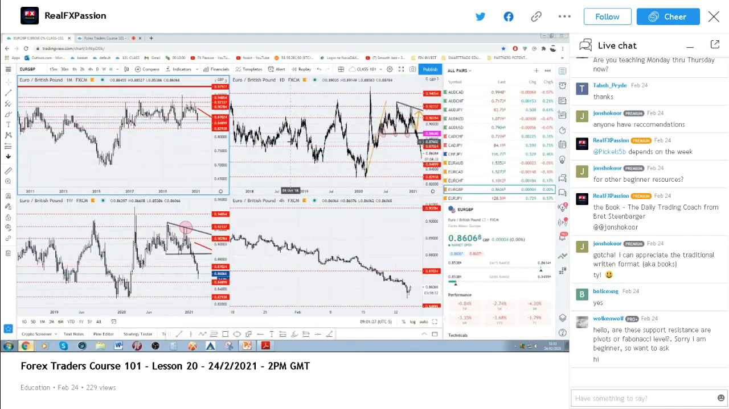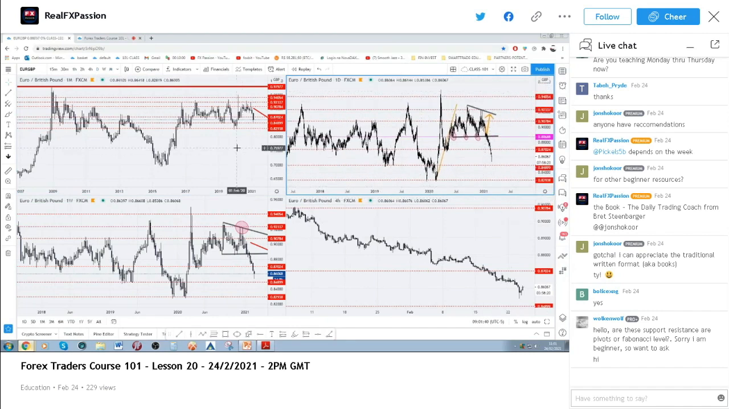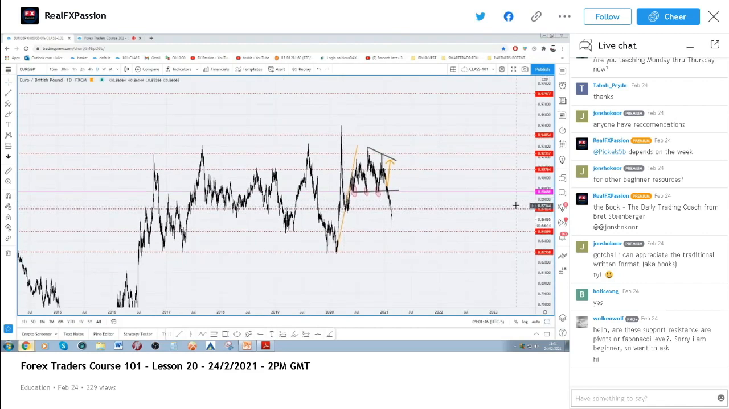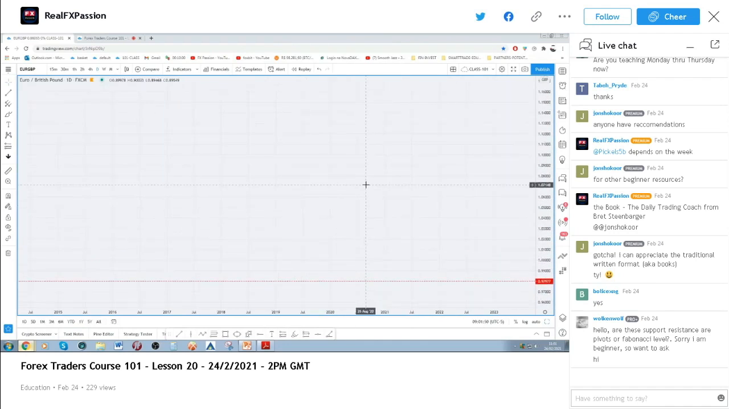And what is the lesson today? Lesson 20, right? Today, how to trade resistance in a downtrend. We are going to do the same thing, just in reverse. When we were talking about how to buy support in an uptrend, now the lesson is how to sell resistance in a downtrend, right?